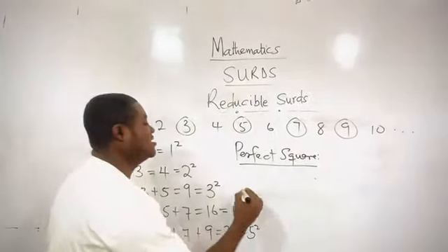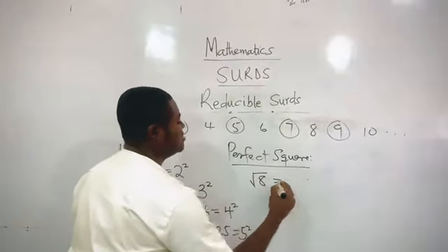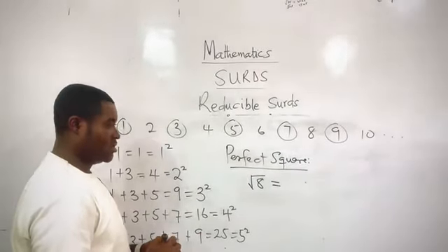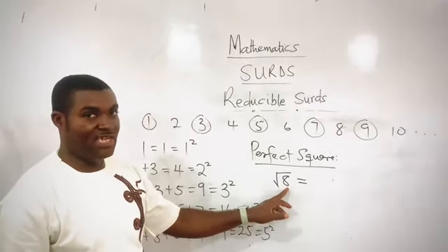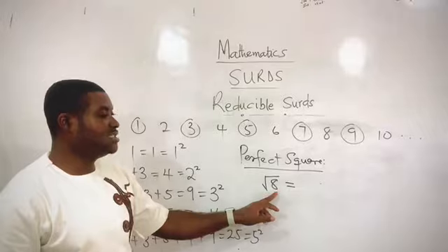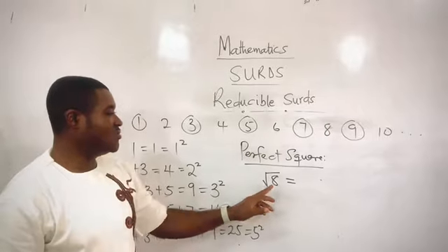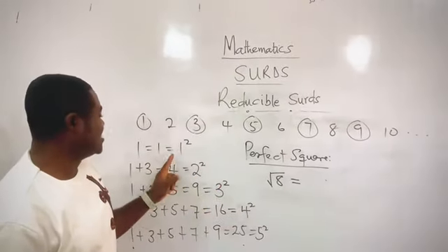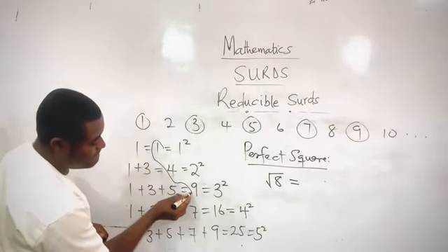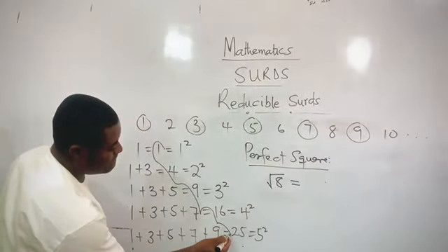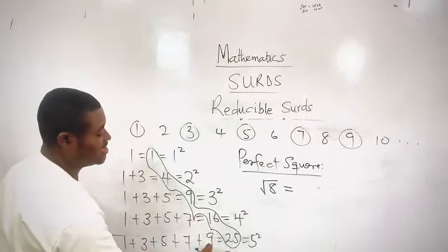So if you are given root of 8 and they ask you to reduce this to its simplest form, what you have to do is pick two factors of 8. One should be a perfect square and the other an integer. What we have to note here is that 1 is a perfect square, because these are the perfect squares: 1, 4, 9, 16, 25.